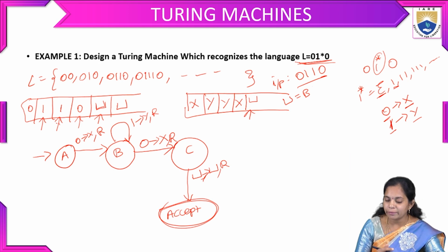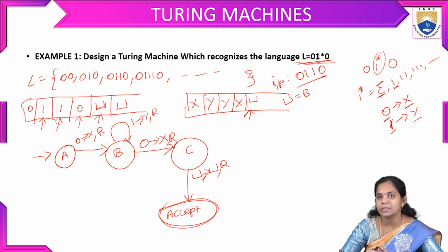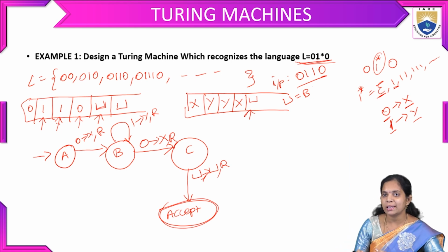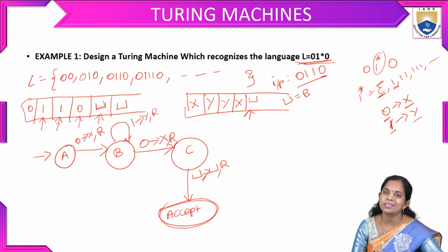Now we already know that Turing machines are always deterministic. We discussed determinism in finite automata. So what is meant by determinism? For every state, for every input symbol, we have to set a path from each and every state. That is the condition we follow for determinism. So here the Turing machine is always deterministic. For this language, how do we design a deterministic Turing machine?